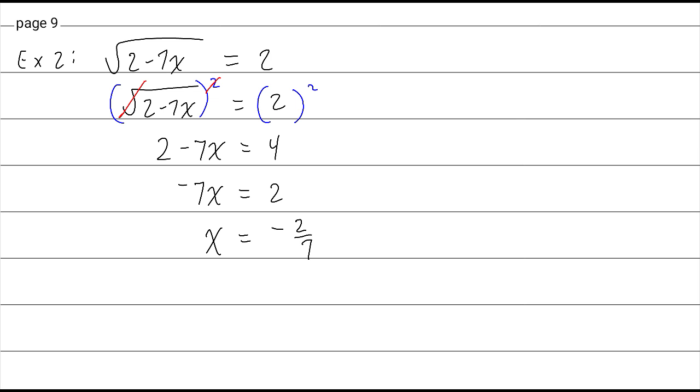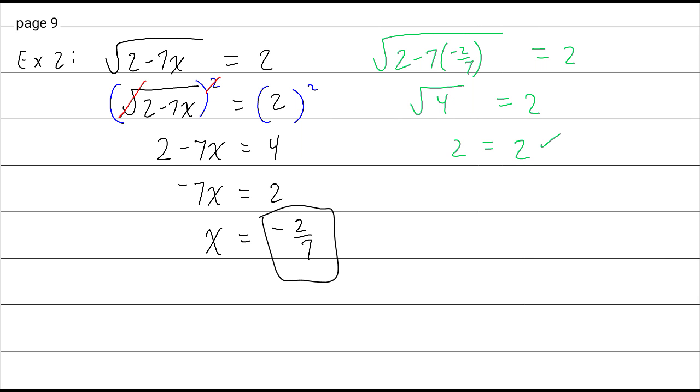I'll use the calculator to help me do this quickly. That's the square root of 2 minus 7 times negative 2/7. Hopefully that equals 2. I type in my calculator 2 minus 7 times negative 2/7, and that gives me positive 4. So that's the square root of positive 4, and we know that equals 2. Great, so negative 2/7 is my solution.